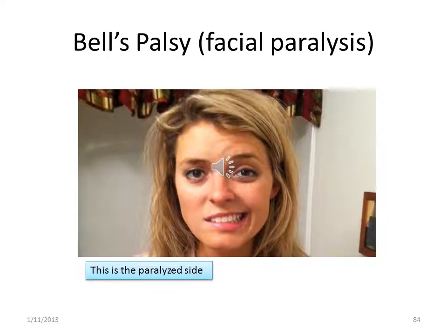Here's a picture of someone with Bell's palsy. She's trying to contract the muscles of facial expression bilaterally, and you can see that on the right side of her face, nothing is happening. That is the paralyzed side.